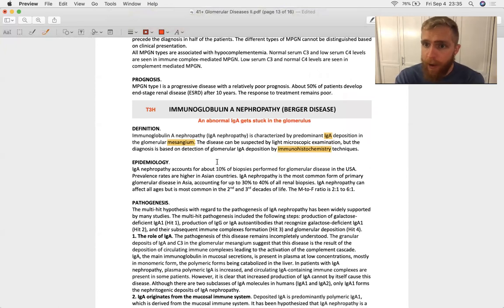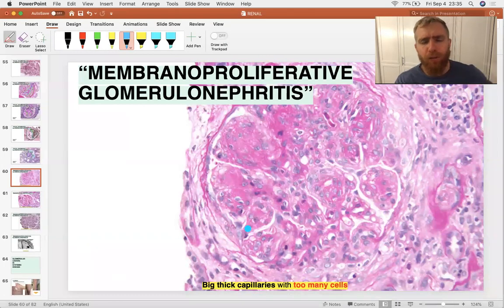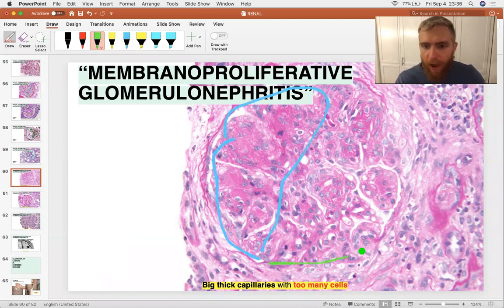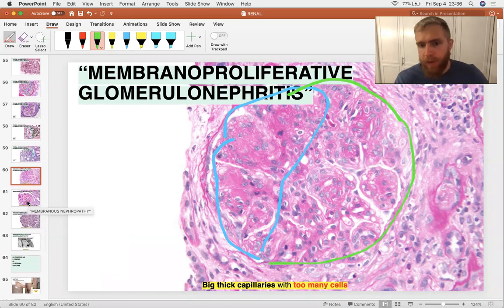So not bad, not bad. No type 1, no type 2. Understand what they look like, and you got it. So some pictures of membranoproliferative glomerulonephritis. Membrano, look at all of this big thick membrane here. Hey, proliferative, look how many cells are in here compared to a normal capillary or a glomerulus. So there's too many cells in here.